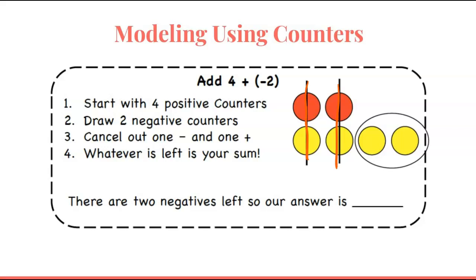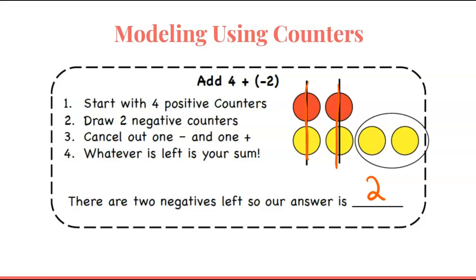Basically what I've done by canceling out is I've subtracted away the two positives and the two negatives that were there. What I'm left with is my answer. So I'm left with 2 positive counters. And that means that my answer to 4 plus negative 2 is 2. What you can notice is that the answer is 2 less than what I started with. And that's because I added in a negative. If you add in a negative, it makes your number smaller. If you add in a positive, it makes your number larger.